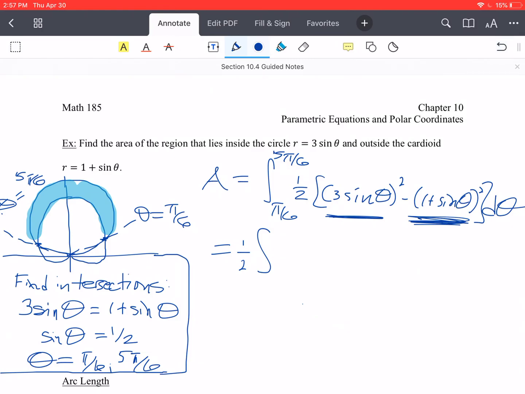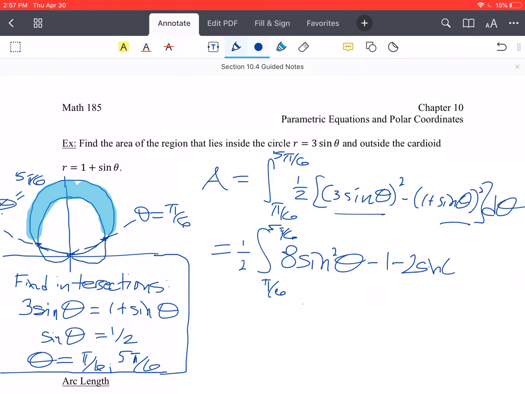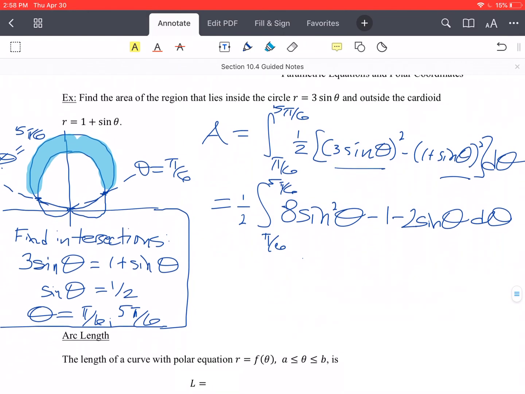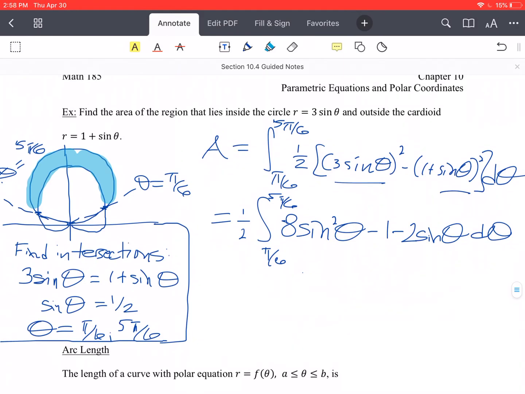Okay, so let's just combine. We're going to have 9 sine squared minus 1 sine squared, so that's going to be 8 sine squared theta. And again, this is pi over 6 to 5 pi over 6. Okay, and then minus 1 minus 2 sine theta d theta.